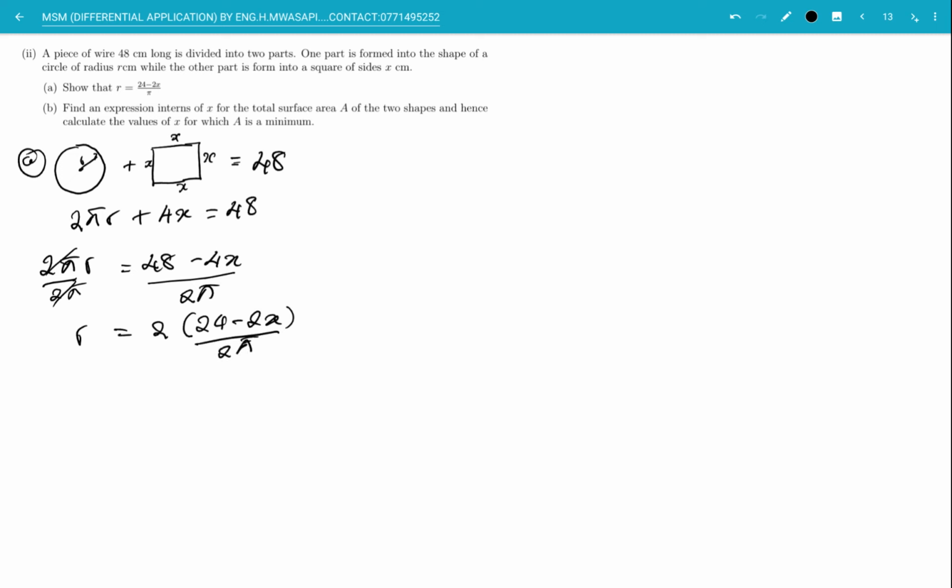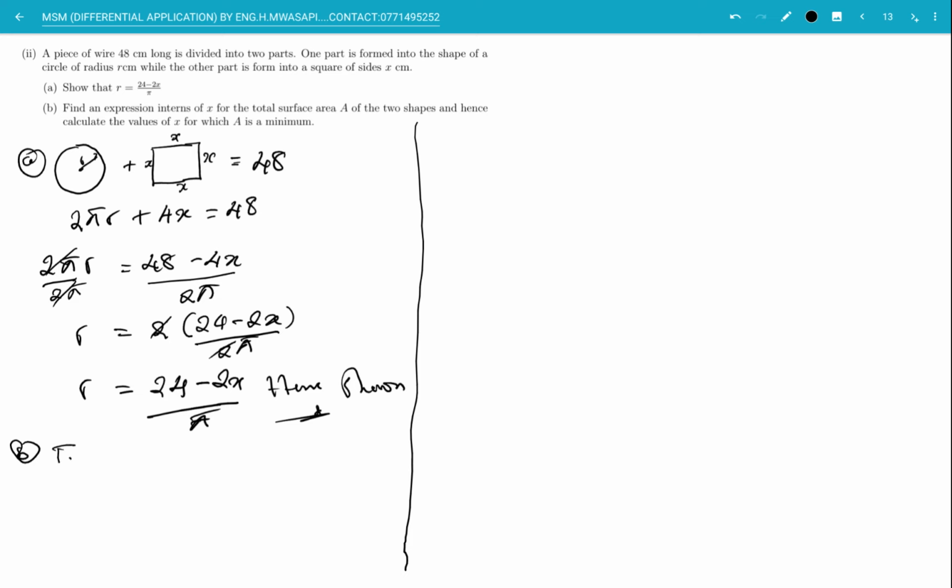So what is the second part asking us to do? Part B is saying find an expression in terms of x for the total surface area of the two shapes, and hence calculate the values of x for which A is a minimum. So they want an expression for the total surface area. Total surface area, TSA in abbreviation, is going to be the summation of the total surface areas of the two shapes.